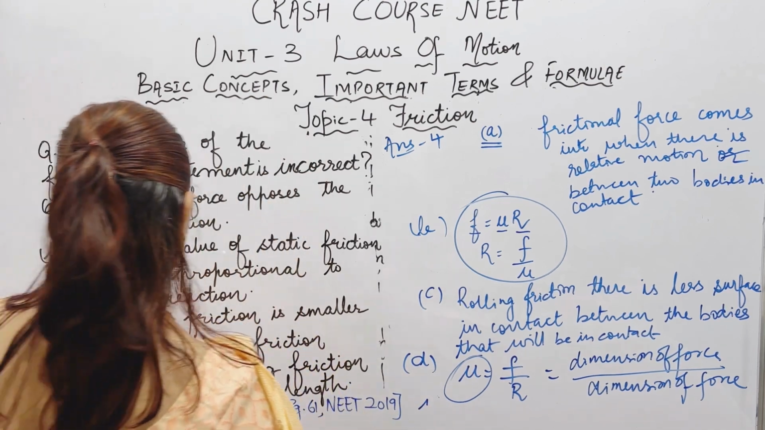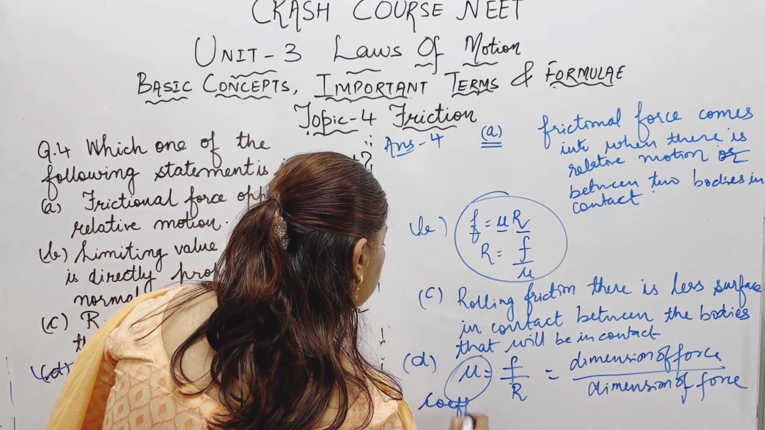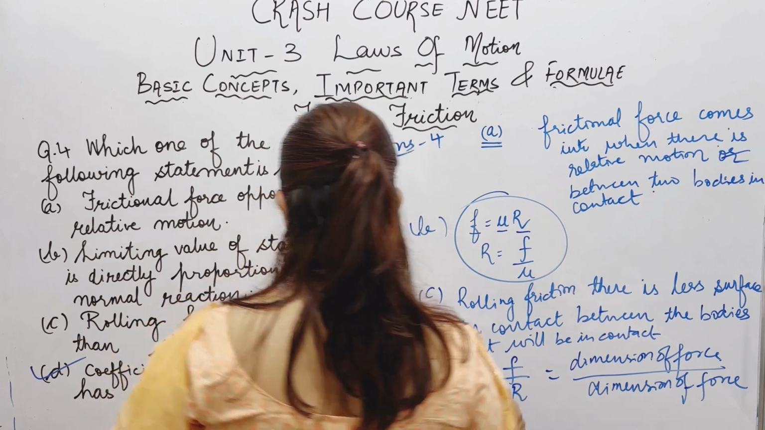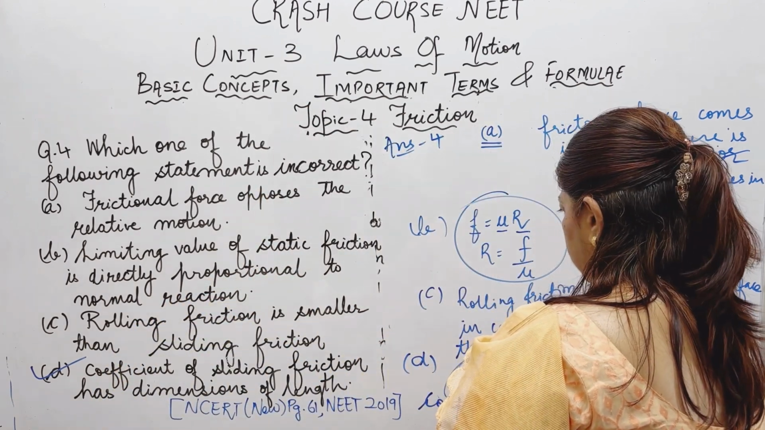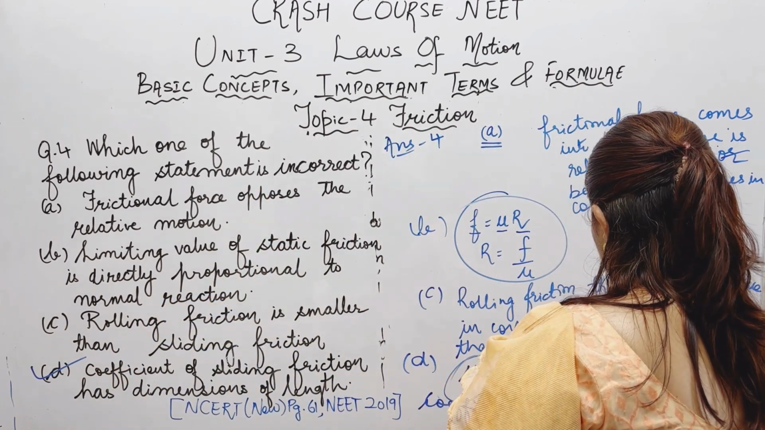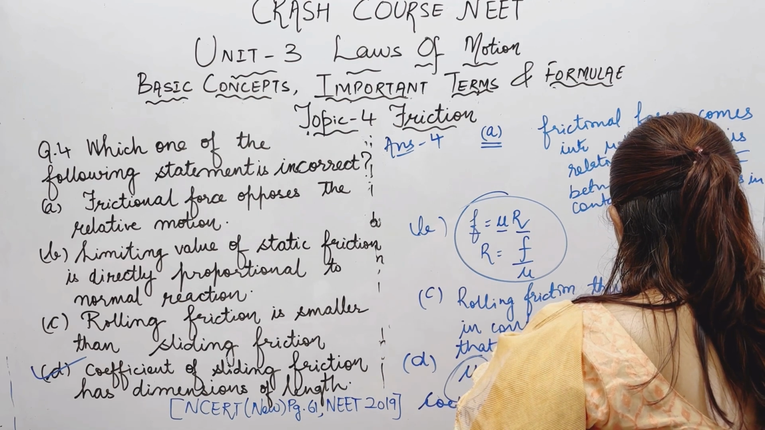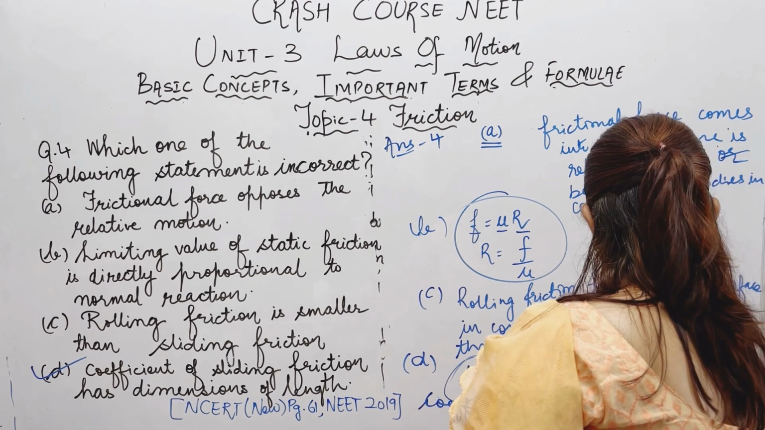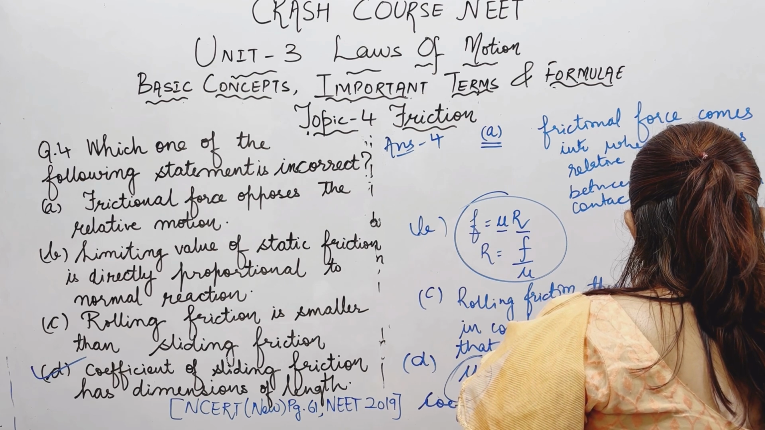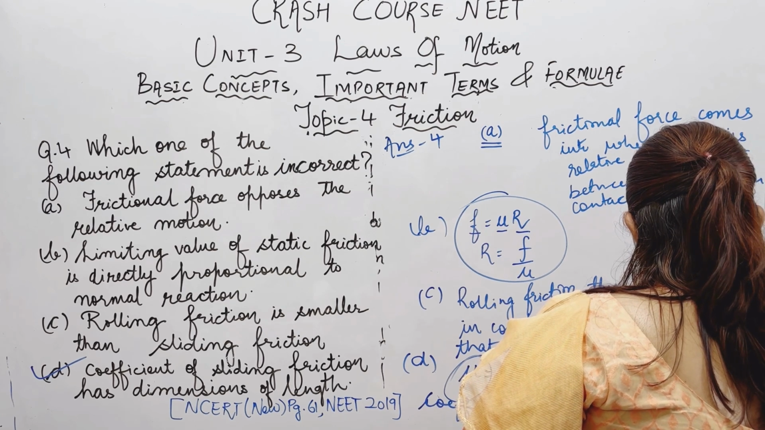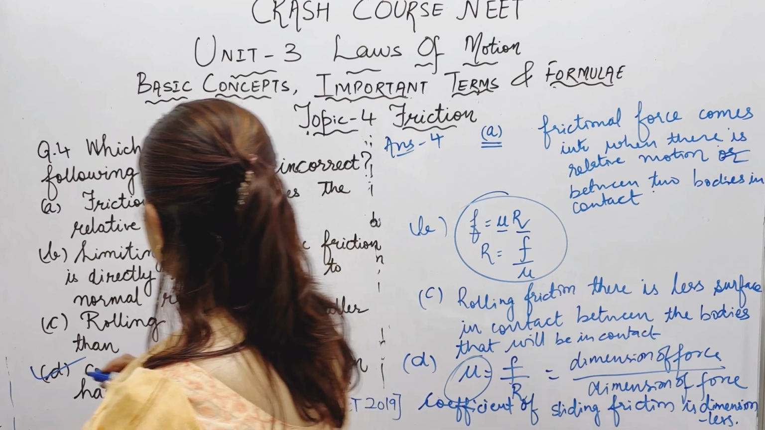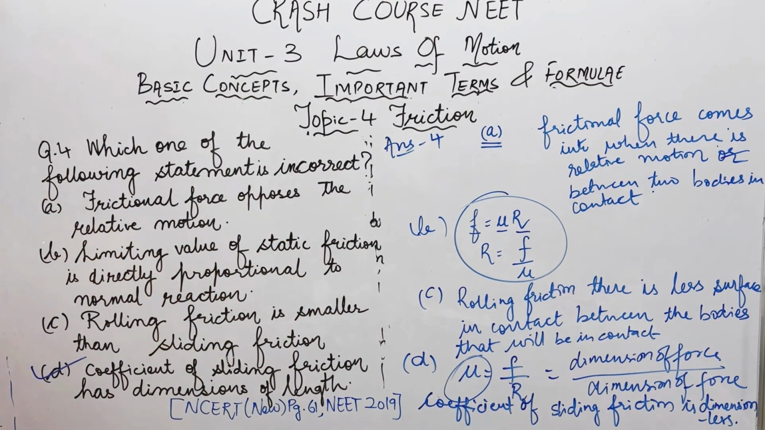Coefficient of sliding friction has dimensions of length, rather it doesn't have dimensions. The coefficient of sliding friction is dimensionless. The statement, coefficient of sliding friction has dimensions of length, is incorrect, and the answer for the fourth question is option D.